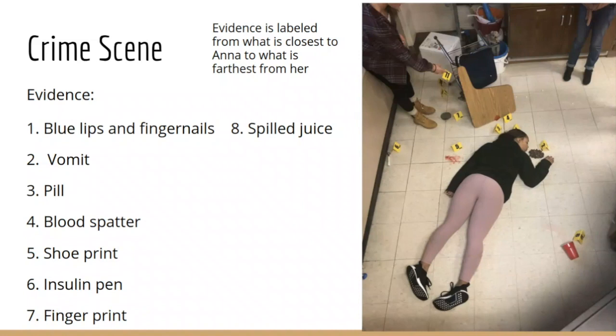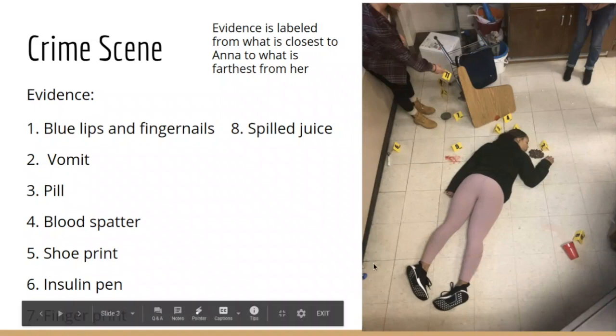Number 4 would be the blood spatter on the side of the table where she hit her head. Number 5 is the bloody shoe print. Number 6 is the insulin pen or the Humalog, which is what she tried to pump insulin into her body with, but it was a failed attempt to keep herself alive. And number 7 is the fingerprint, which is on the side of the table, which is not visible at this angle. And number 8 is the spilled juice just below her to her side.